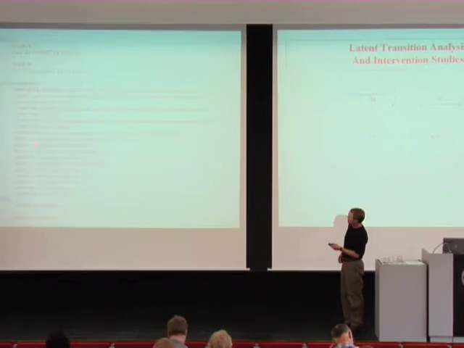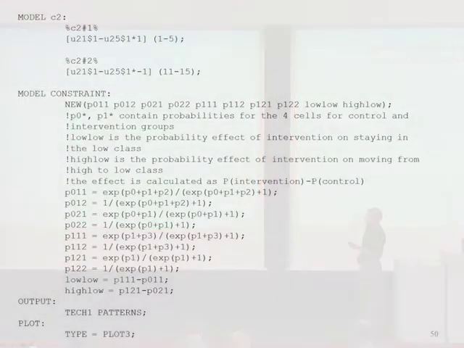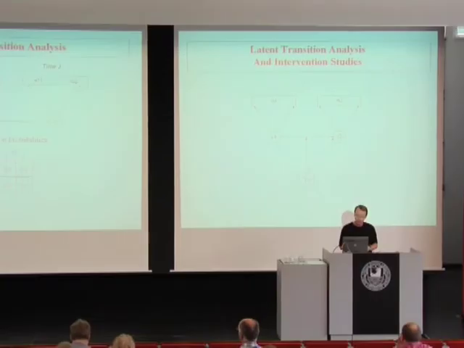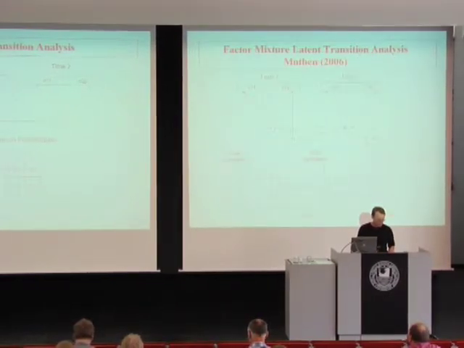It shows here in utter detail how you can use MODEL CONSTRAINT to express probabilities as a function of the logit coefficients and express treatment effects in terms of differences in probabilities between treatment and control group for class membership at time 2. But I'll leave that for your own study. Let me instead tell you about another model extension.